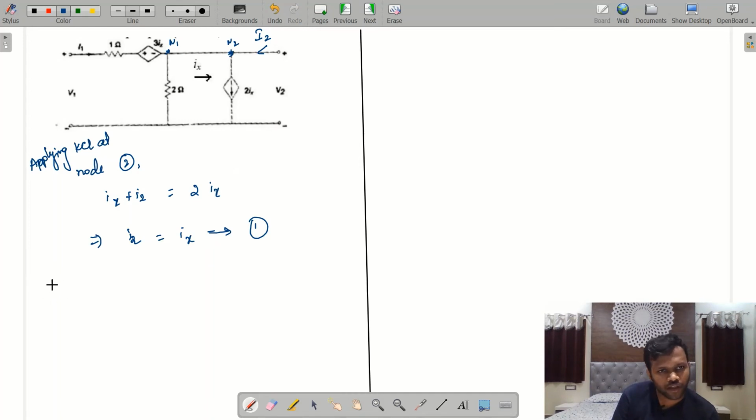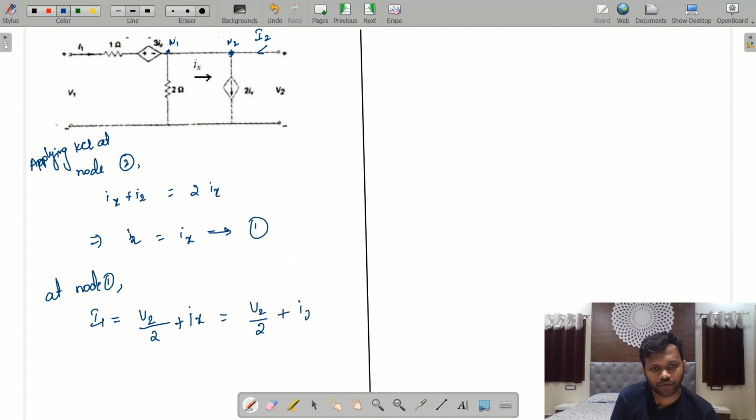Now at node 1, what are the incoming currents? I1 equal to the outgoing currents. What is the current flowing through these 2 ohms? V2 by 2, plus one more outgoing current, Ix, which is V2 by 2 plus I2. But in H parameters, we need to write I2 as a function of I1 and V2. So I2 equal to I1 minus V2 by 2. We will consider it as equation 2.